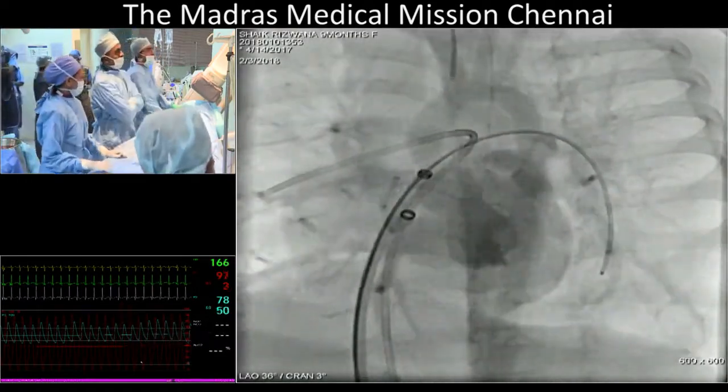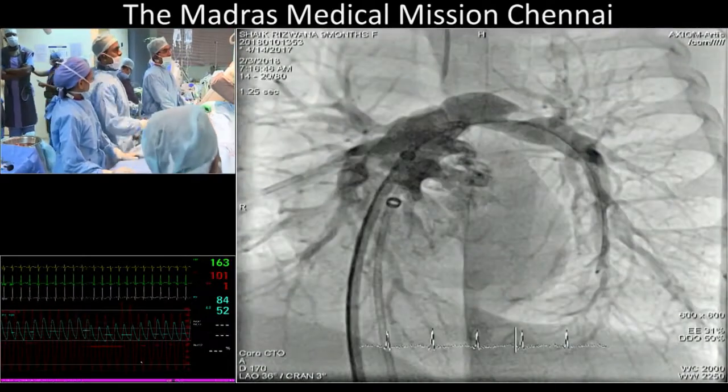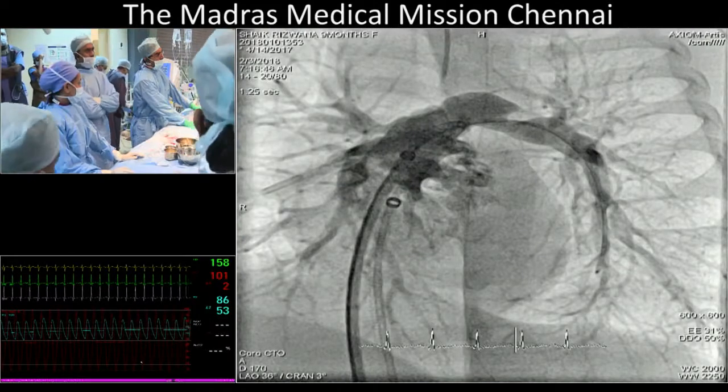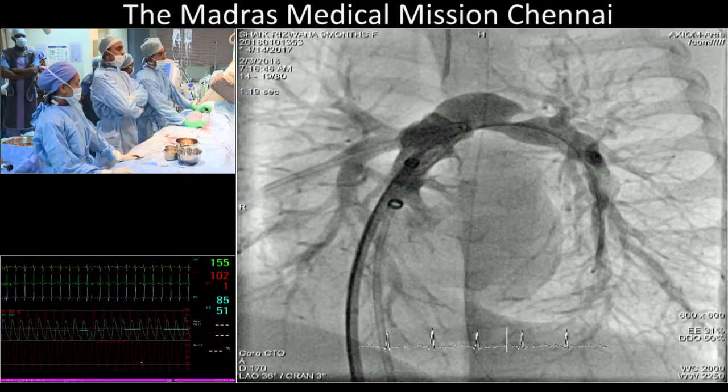Can you see that? Okay. Yeah, freeze it. Yeah, this is an 8 millimeter balloon. The RV is not coming down.